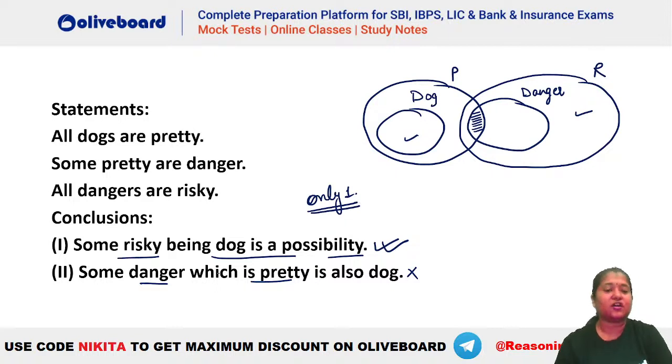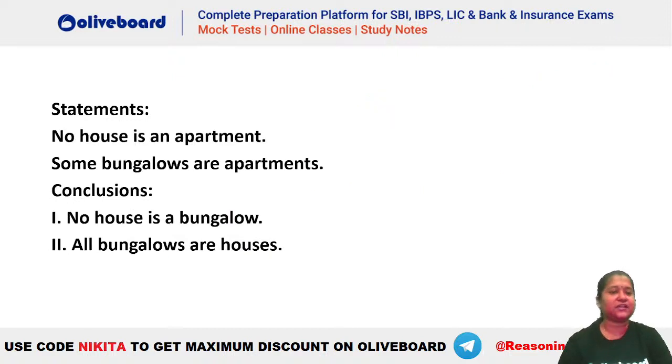ठीक है. So here we were talking about a compound statement. Some danger which is pretty. You can see this portion here. Danger भी है, pretty भी है, but ये dog नहीं है. Okay. चलो next question very quickly. Let's have a look at this one. यस मयंक, अगर पॉसिबिलिटी में दे दिया होता तो ट्रू हो जाता. सेकंड अगर पॉसिबिलिटी होता तो ट्रू होता. बिल्कुल. चलिए नेक्स्ट क्वेश्चन.